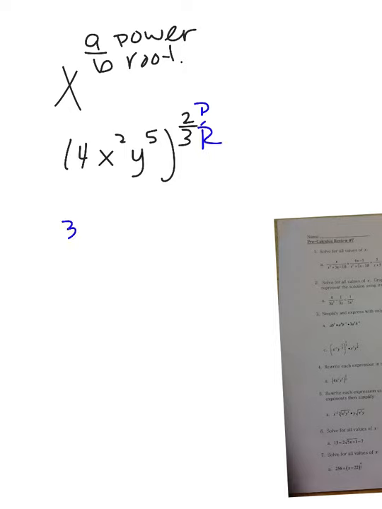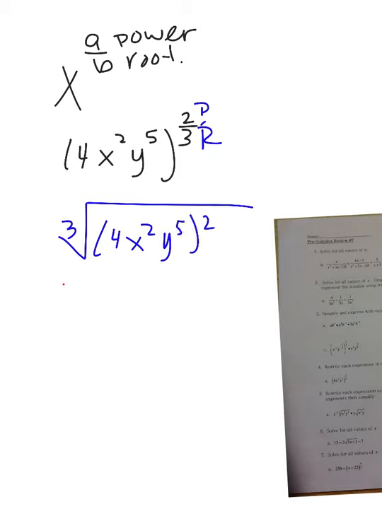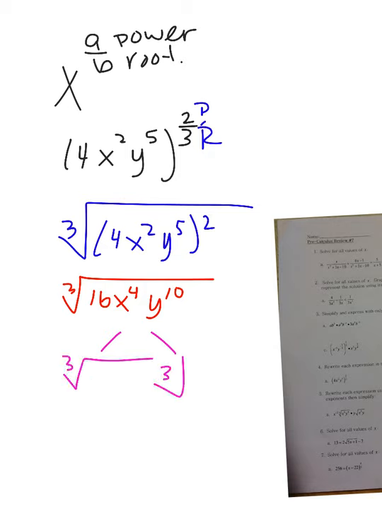So it's the third root of 4x squared y to the 5th raised to the 2nd power. So it's the cube root of 16x to the 4th y to the 10th. Now we have to simplify this. Okay, so make a list of your perfect cubes if you don't know them. So what perfect cube goes into 16? That would be 8 times 2. What perfect cube goes into x to the 4th? Remember, it has to be a multiple of 3, so it's x to the 3rd times x.